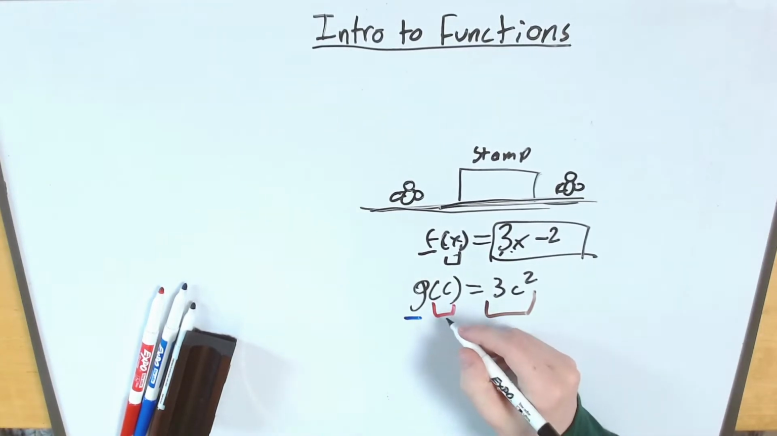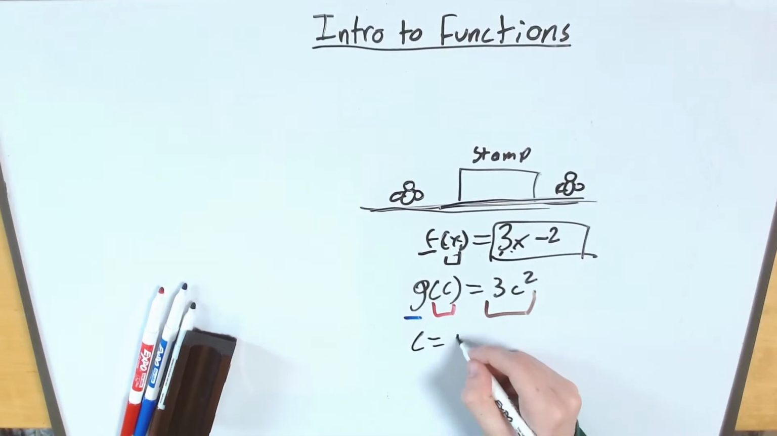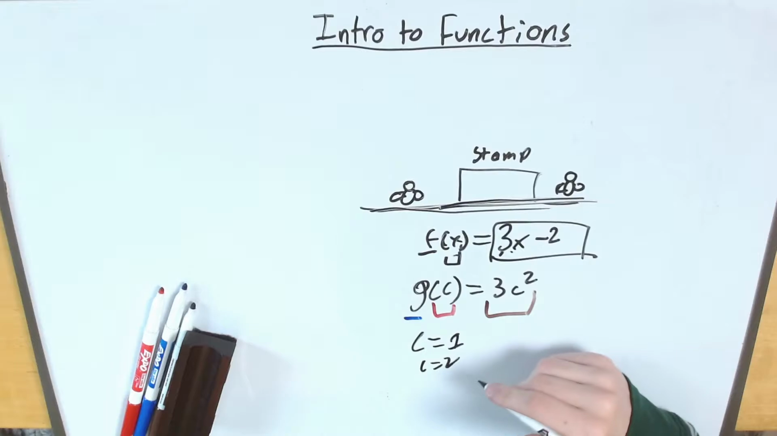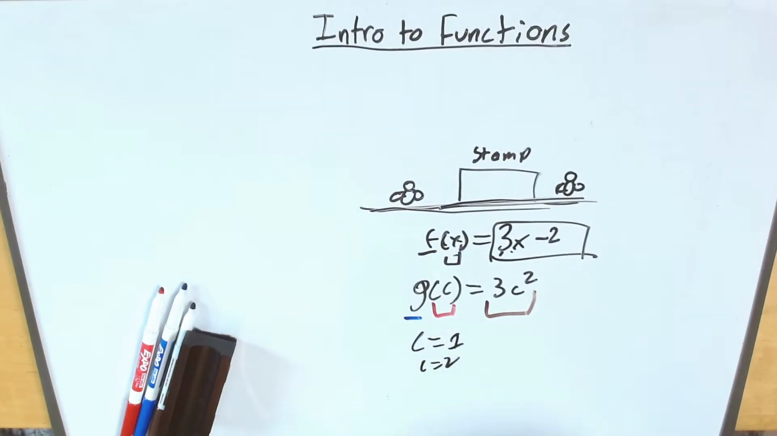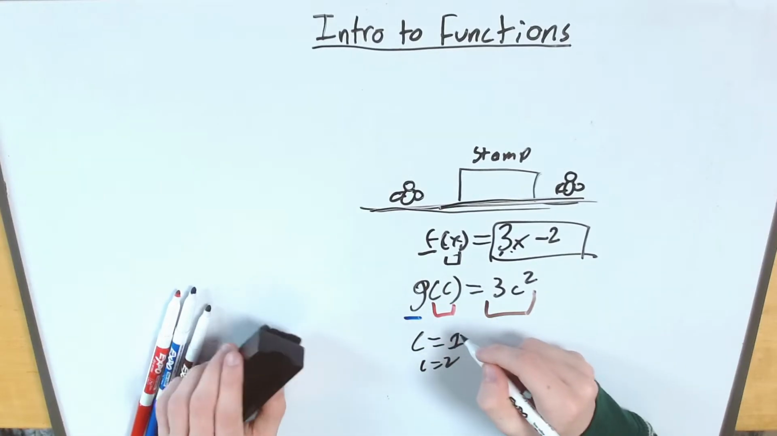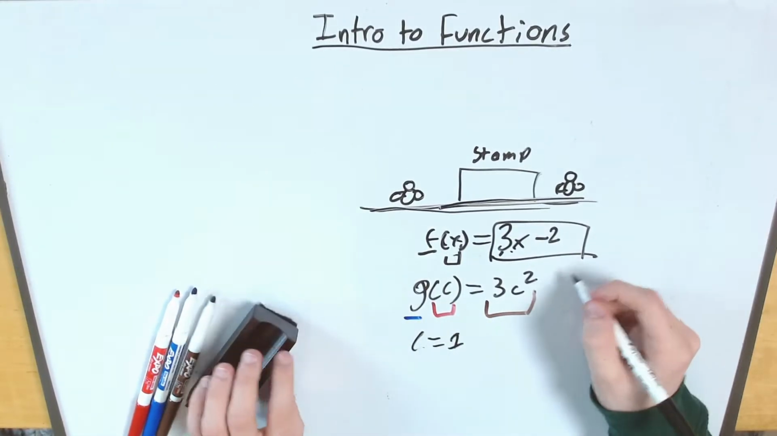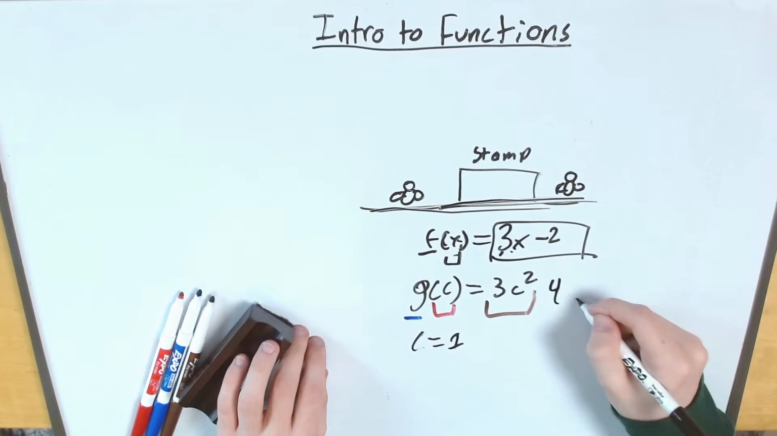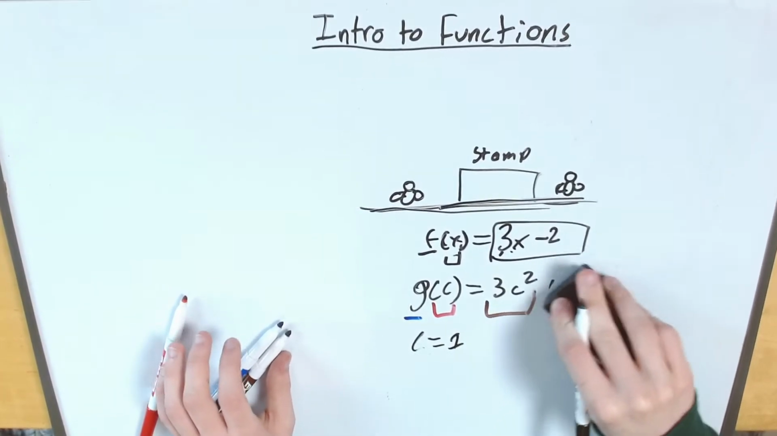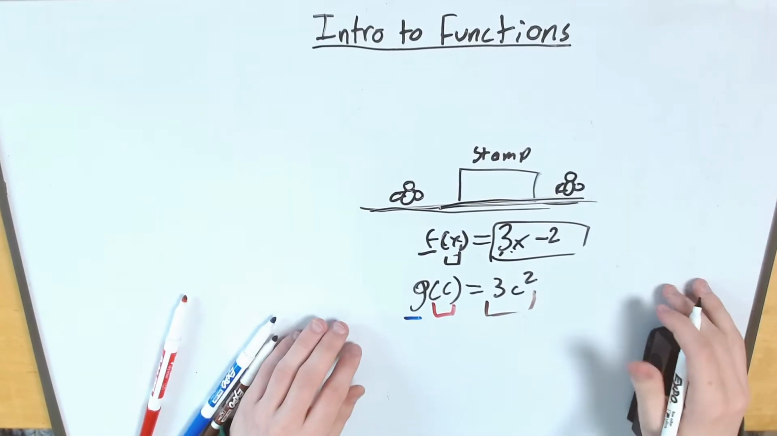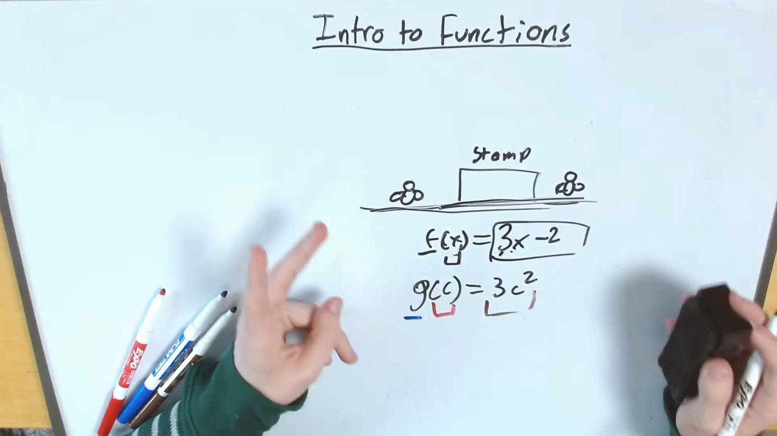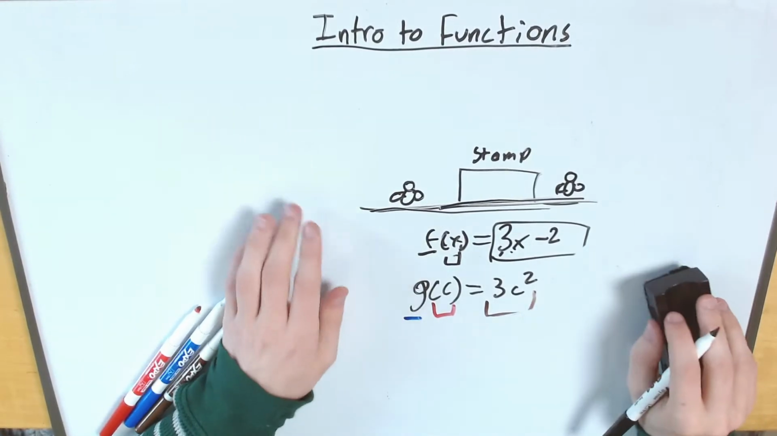Given one value of c, right? c equals 1 or c equals 2. For all inputs of c, they have to produce a single output, right? If I plug in c equals 1 into this, I can't have this be 4 and 5. No, it has to be a single value. And if it doesn't have a single value, if we plug in an input and we get more than one output, it's not a function.